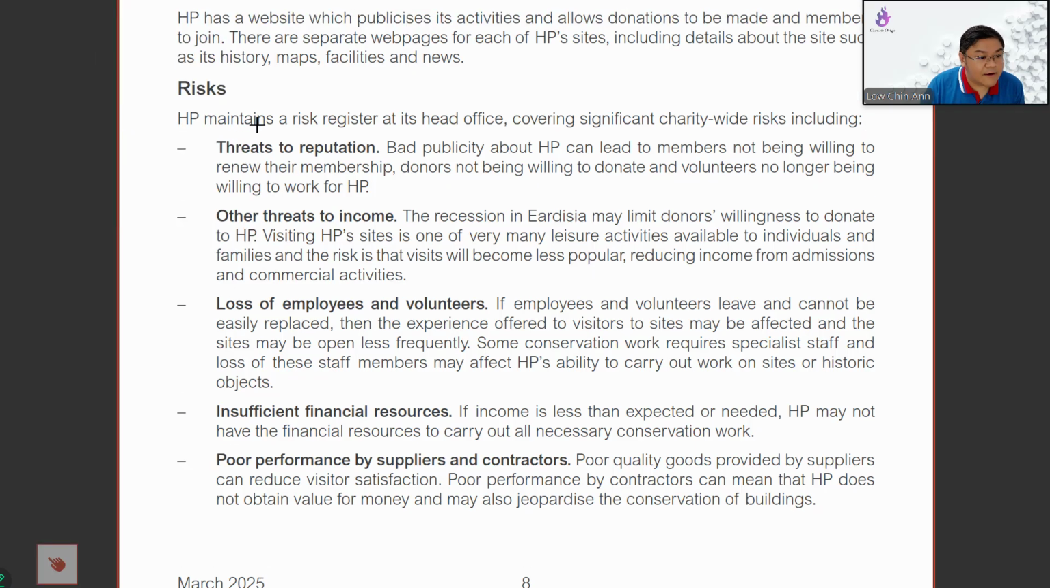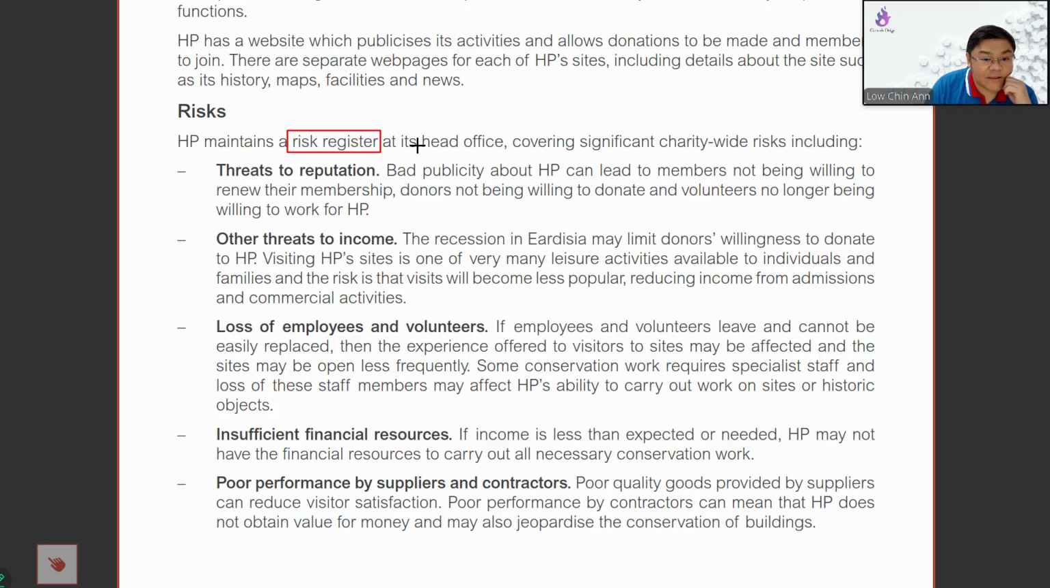Okay. Now, HP has a risk register. As usual, every pre-seen they will give you some information about risk, right? So, what are the risks that they are talking about? Threat to reputation. Bad publicity can lead members to be unwilling to renew their membership, donate, or volunteer. I think this has been repeated so many times. It made me feel like, wow, they're bound to have something that relates to reputation risk that can cause people to withdraw their support. Just get ready for things like that.